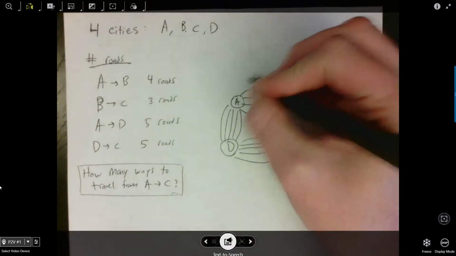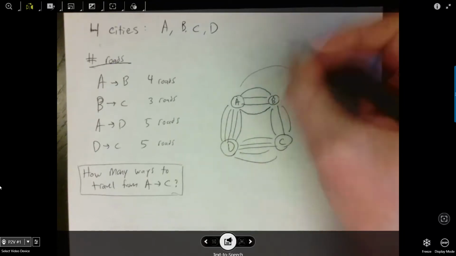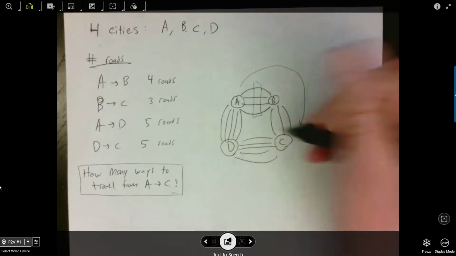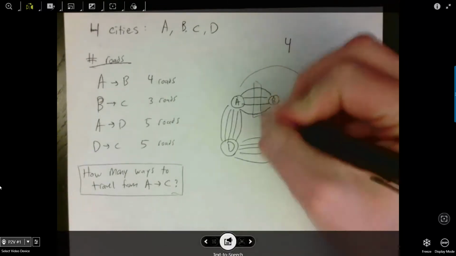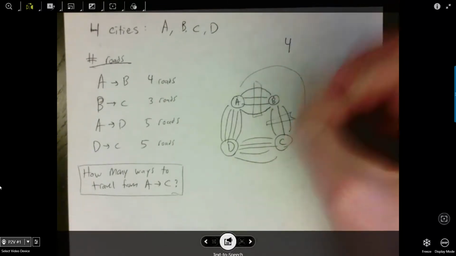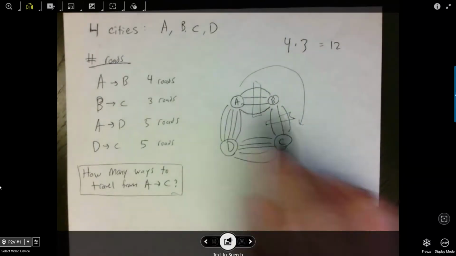So if we're looking at how many total routes from A to C through city B, we've got to choose one of these roads and one of those roads. So that's four options for the first road and then 3 options for the next road here. So that's 12 possible routes if we go this direction.